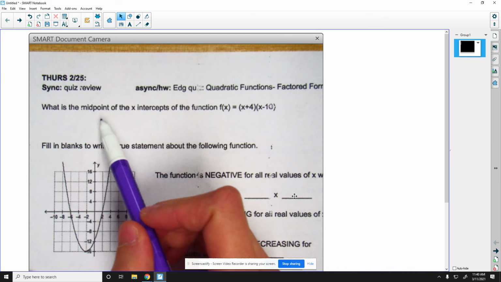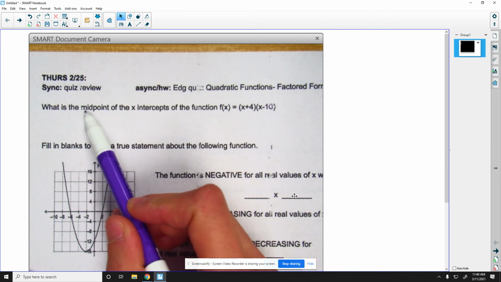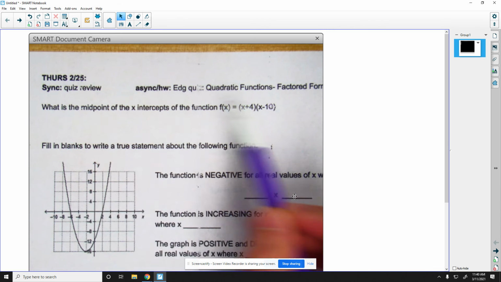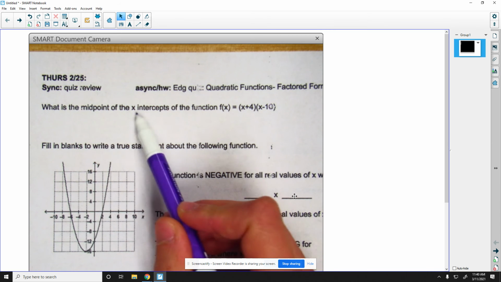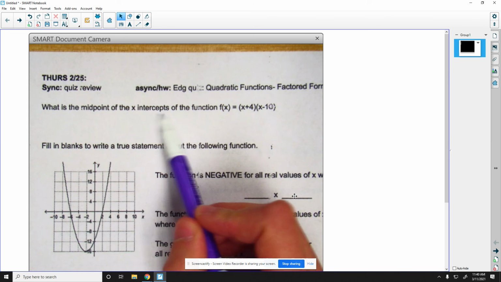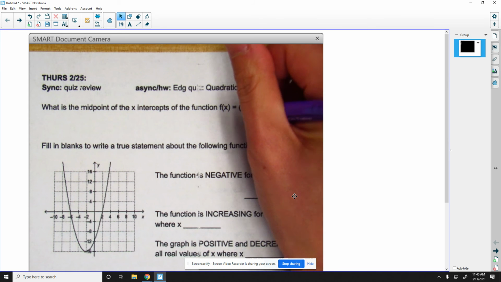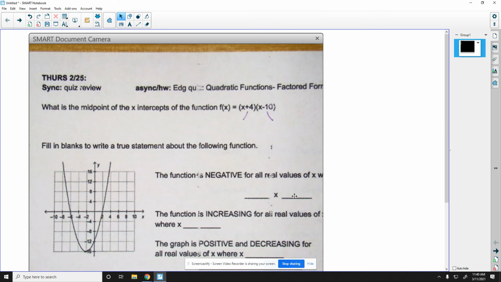Good, perfect. Let me re-say what Hudson said. So midpoint is your middle point. What's the middle of two things? Well, you add them up and you divide by 2. What are you adding up and dividing by 2 here? The x-intercepts, because you want the middle of the x-intercepts. So what are the x-intercepts? Your x-intercepts are basically your x's, right? What do your x's equal?